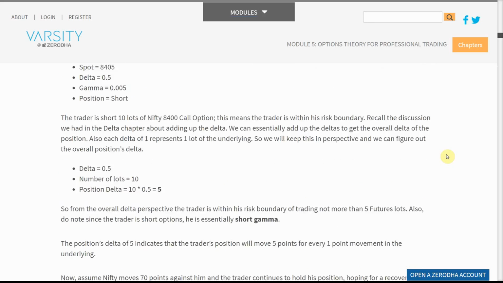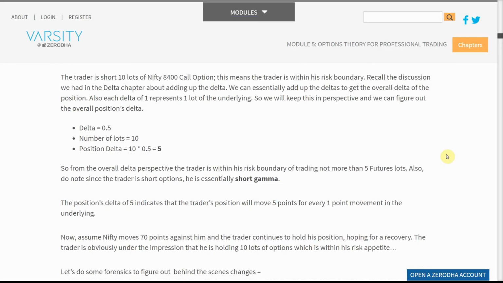The trader is short 10 lots of Nifty 8400 call option. This means the trader is within his risk boundary. Recall the discussion we had in the delta chapter about adding up the delta. We can essentially add up the deltas to get the overall delta of the position. Also, each delta of 1 represents 1 lot of the underlying. So we will keep this in perspective and we can figure out the overall position's delta.